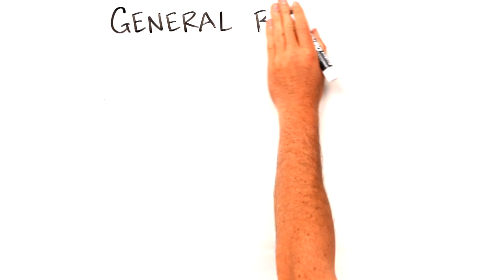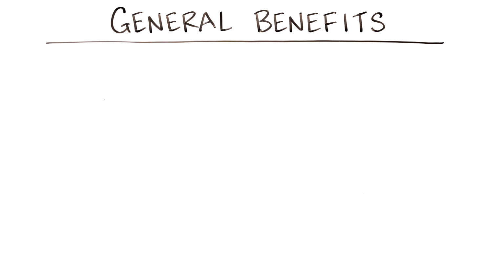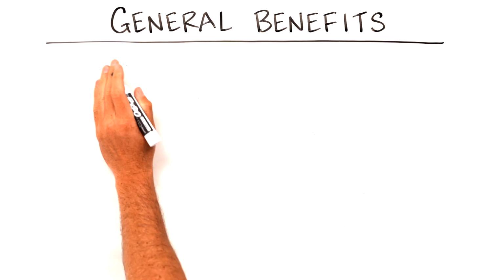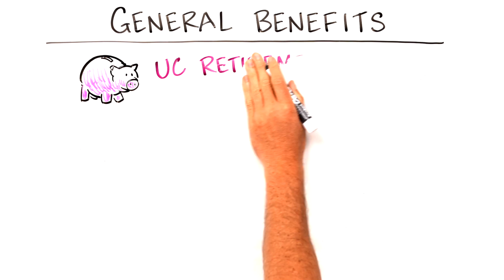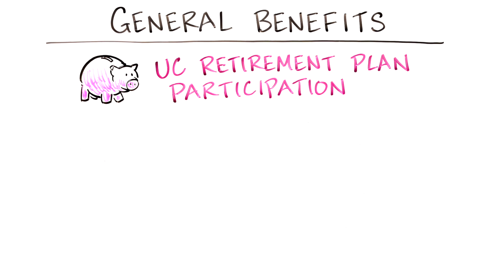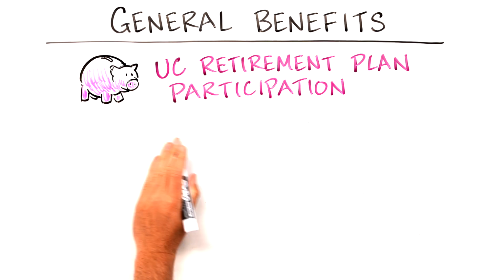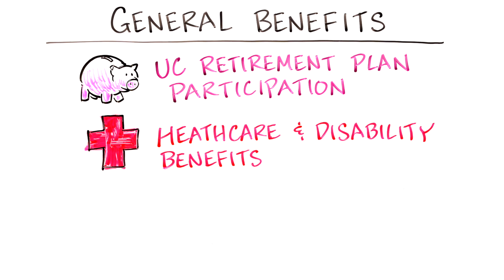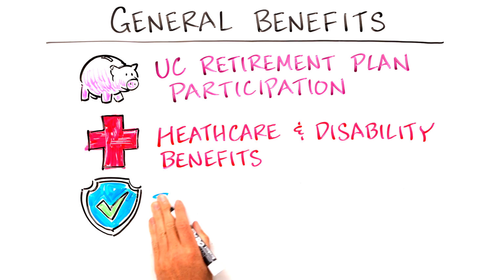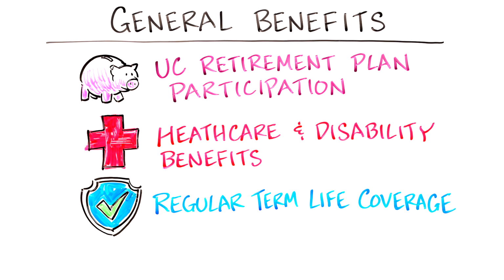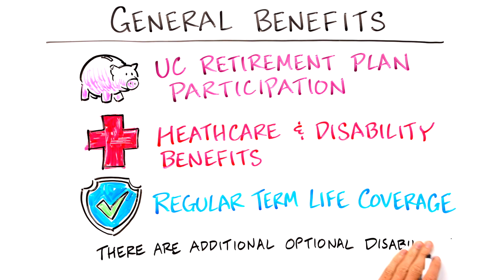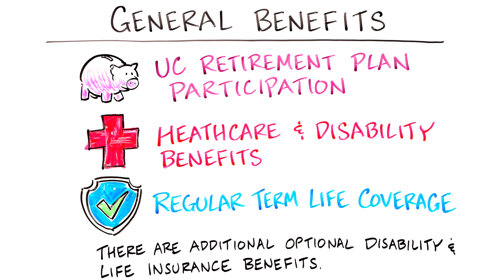Now I'm going to discuss general benefits. Faculty are eligible to receive a number of benefits, as may be approved by the regents, including the UC Retirement Plan participation, healthcare and disability benefits, and regular term life coverage. There are additional optional disability and life insurance benefits.